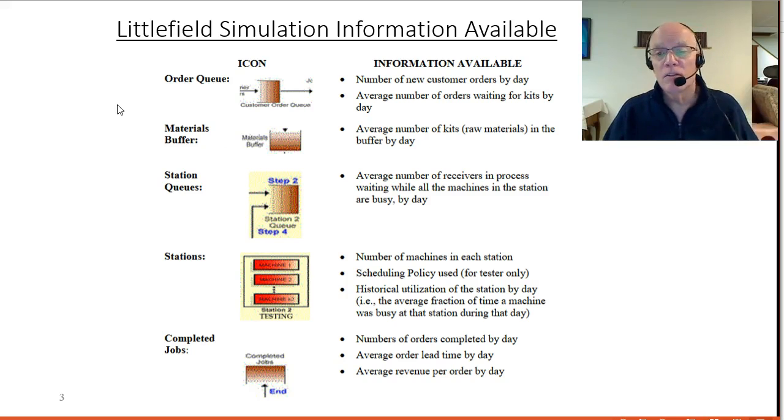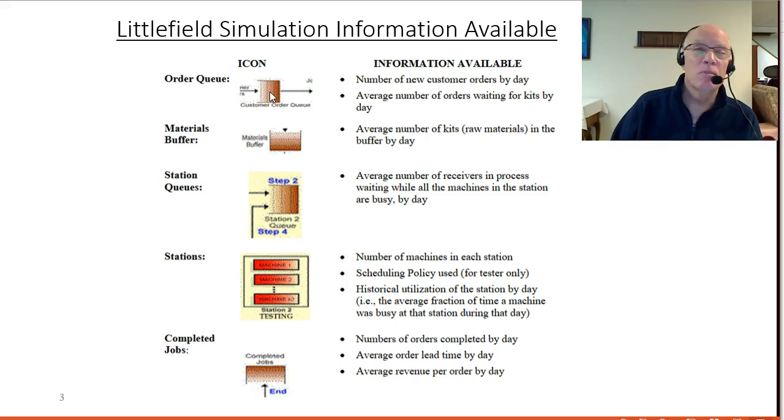So those little icons, here are the things that are available. Upper left here, your customer order queue. Remember these little databases that hold your customer orders. You can look at the customer orders by day, average number of orders waiting for kits by day. In the first pass, generally you're going to have enough raw material, so in general that number should be 0 or very close to it. Materials buffer. How much raw material do you have in stock in the warehouse? And then the station queues.